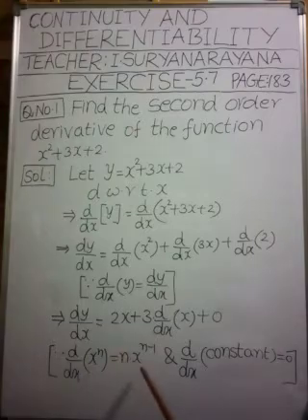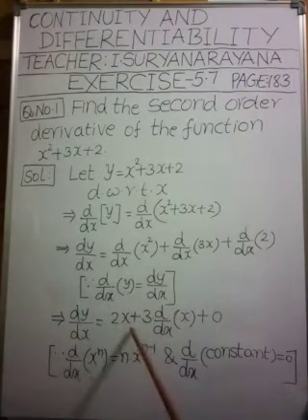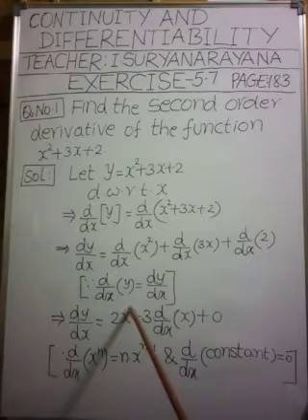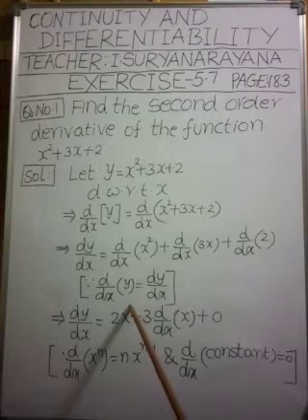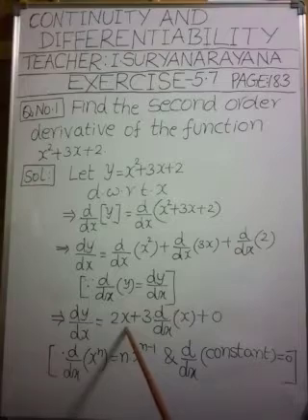So n into x power n minus 1. What is n here? 2. So 2 into x power 2 minus 1. What will you get? 2 minus 1 means 1. So I am not writing 1 in the exponential form. So 2x only. Understood this first term, my dear children?